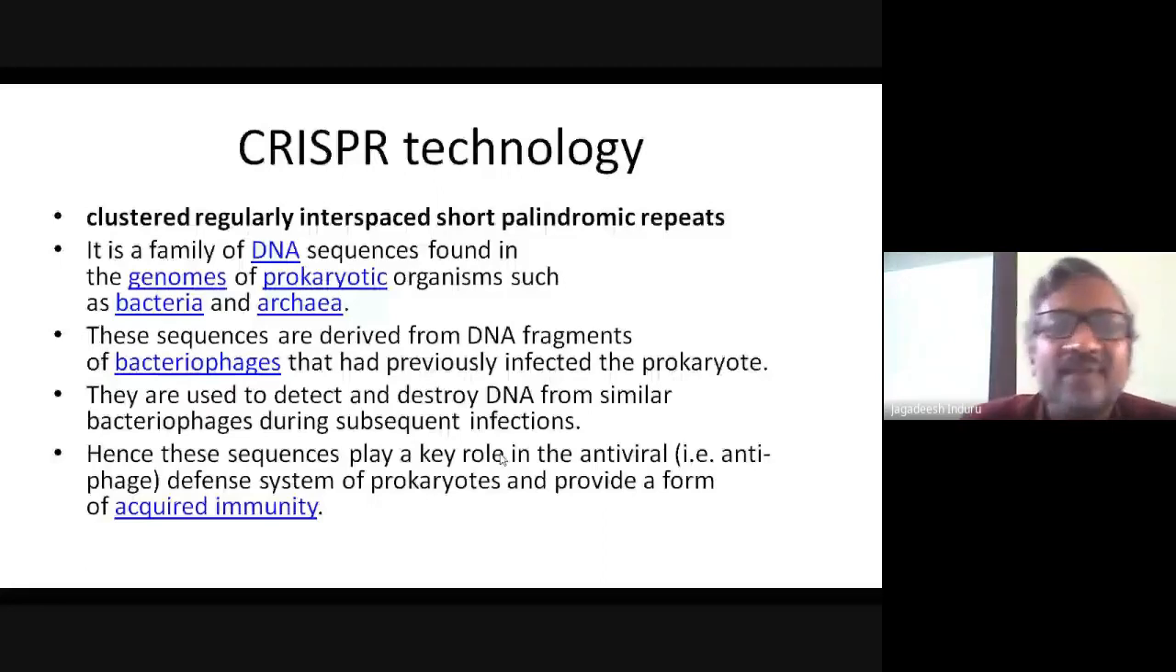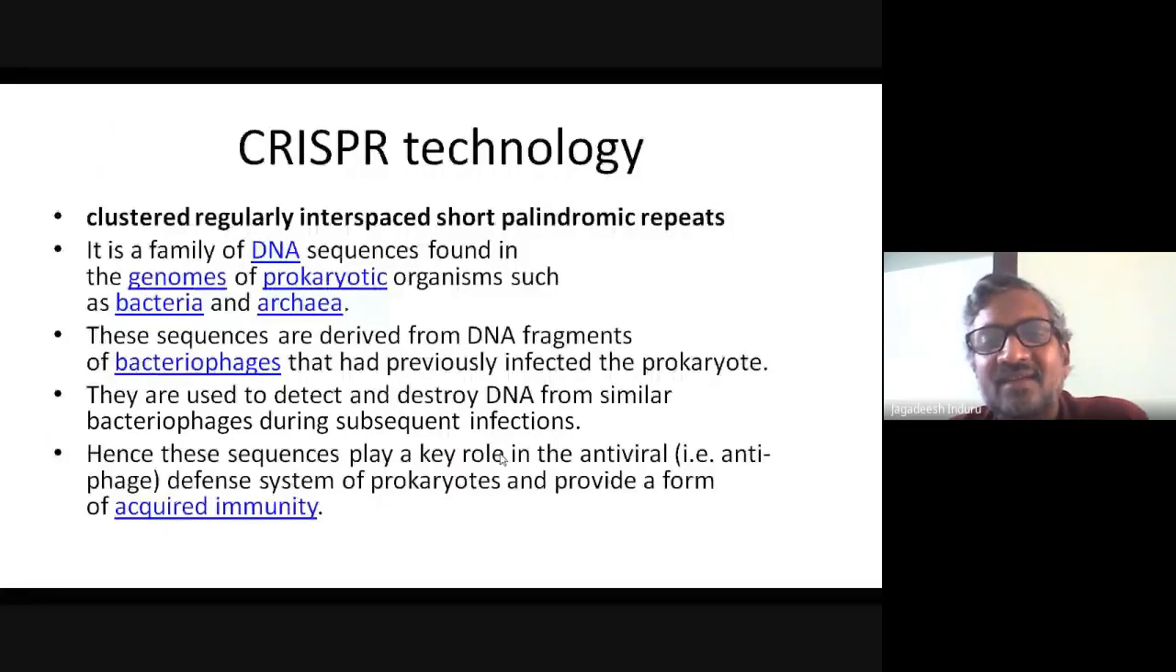So when these CRISPR fragments appear in the bacteriophages, when they have been synthesized and separated, what is the specific function of these DNA fragments? These clustered, regularly interspaced short palindromic repeats appear in the bacteriophages. So what is their function? Now it is clear: they serve to attack a future virus which is going to come. It means CRISPR is a defensive mechanism for the bacteria to prevent the growth of the viral agent. This is what has been found out.